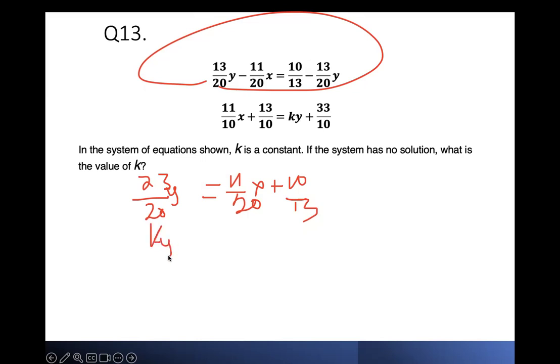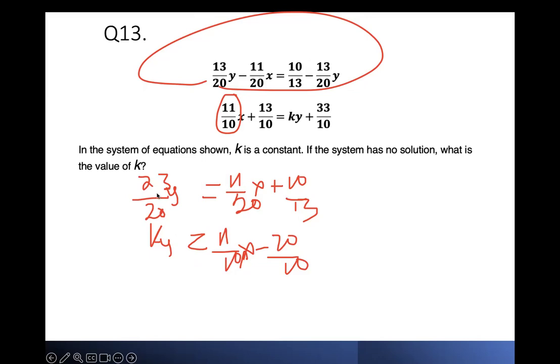You stay there. And then this number, you stay here. 11 over 10x, 11 10x, right? And then this goes here like that. So 13 minus 33 is what? Minus 20 over 10. The intercepts are not the same, but the gradient looks similar.